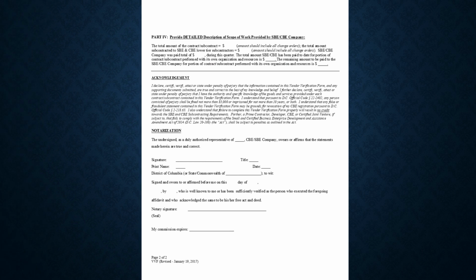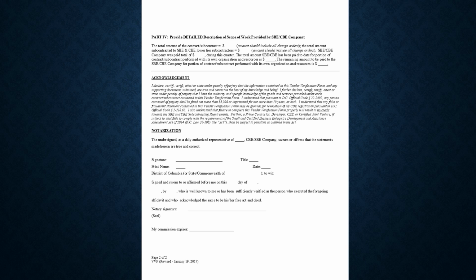This is the example of the second page of the vendor verification form. In part 4, please add the total amount of your current contract with whoever you are contracted to, as well as the total amount that you have subcontracted to SBE and/or CBE lower tier firms.